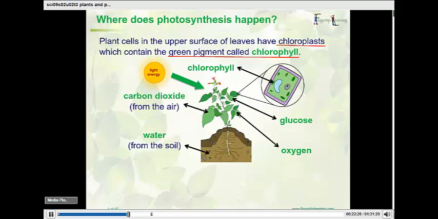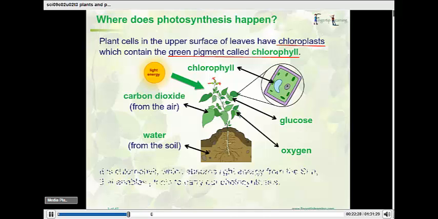Are you following? Is it clear? It is this chlorophyll which absorbs the energy of the light from the sun, and it enables the plants to carry out the process of photosynthesis. Right?